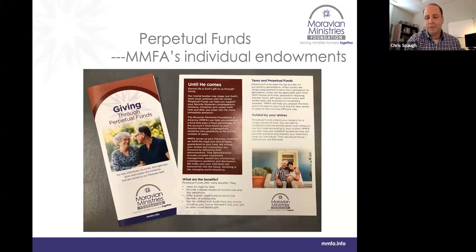You don't always have to do that through your local church or through your favorite agency. And it's especially important if you're supporting multiple groups or agencies to maybe think about doing an individual fund or endowment for those purposes.